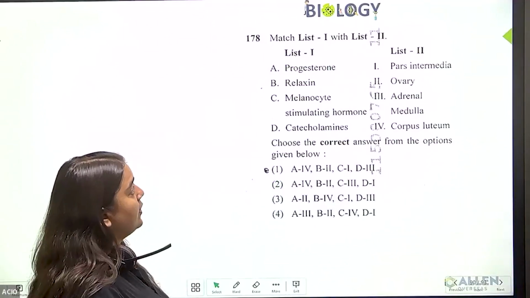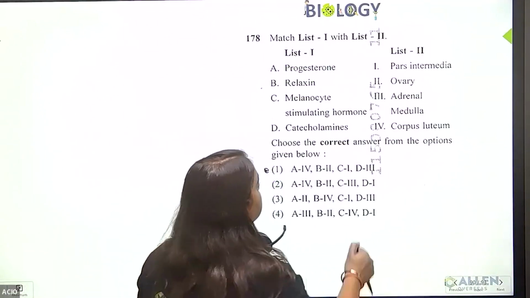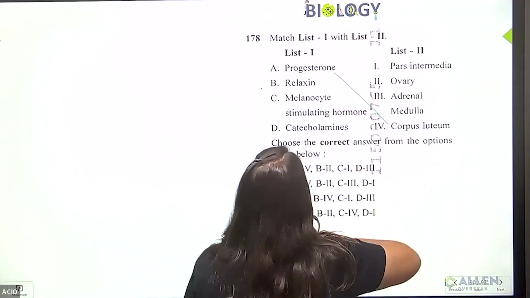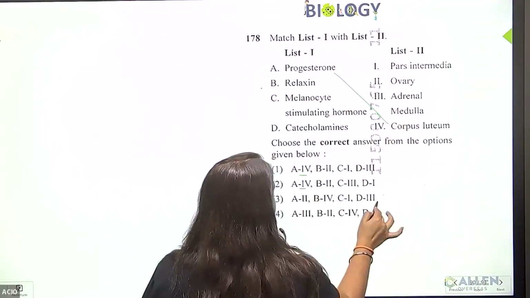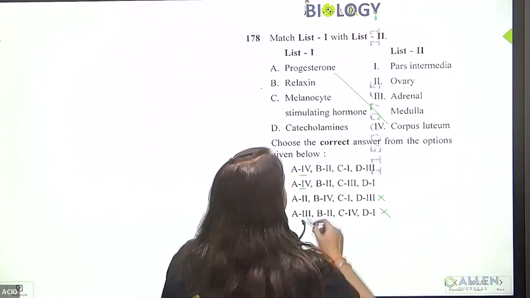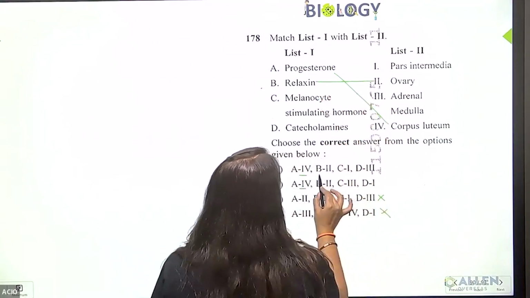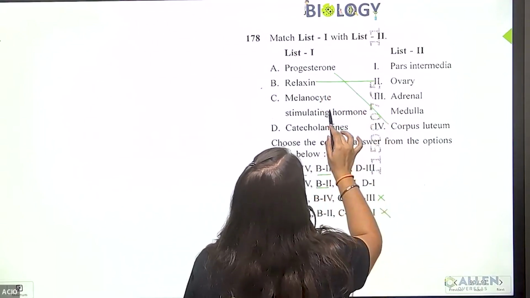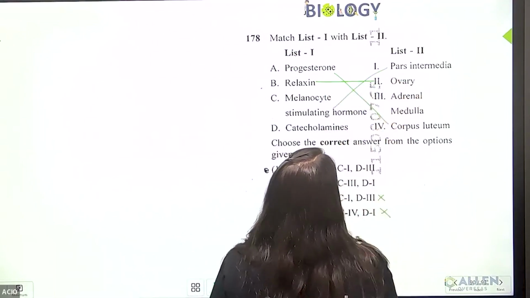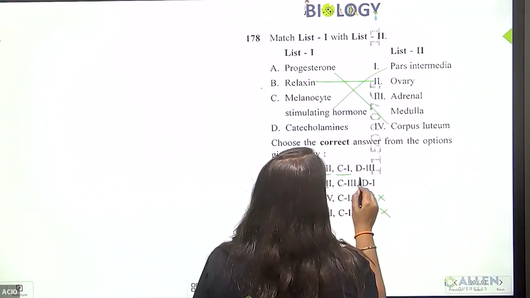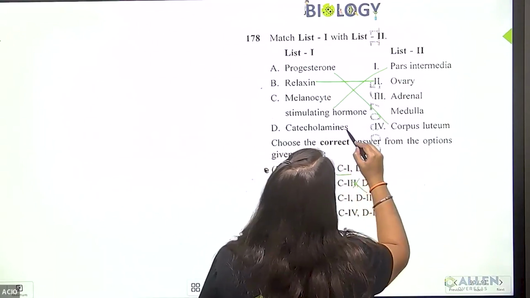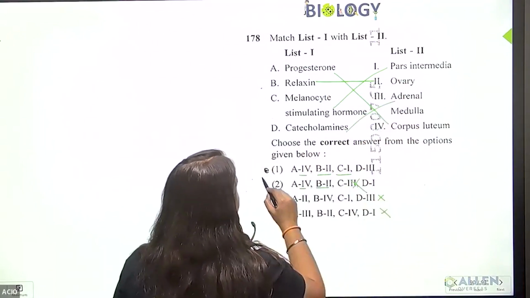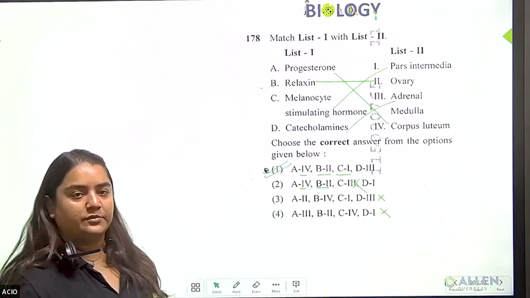178. Let's match the hormones. Progesterone is given by corpus luteum. A goes with 4. So this option is eliminated. Relaxin is secreted by ovary. So B goes with 2. Okay. Melanocyte stimulating hormone comes from pars intermedia. C with 1. So this is wrong. And catecholamines are from the adrenal medulla. D goes with 3. So the first is the right one.